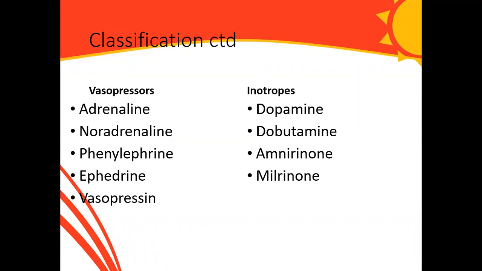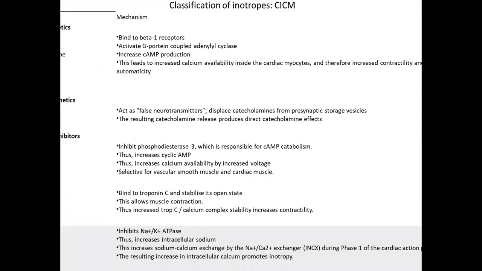In terms of nomenclature, basically speaking, we have vasopressors, under which we have adrenaline or epinephrine, norepinephrine, phenylephrine, ephedrine, and vasopressin. Strictly speaking, pure inotropes have agents like dopamine, dobutamine, amrinone, and milrinone. This is also to show you, and when you get the slide, please do familiarize yourself with some of this table that I've shown.